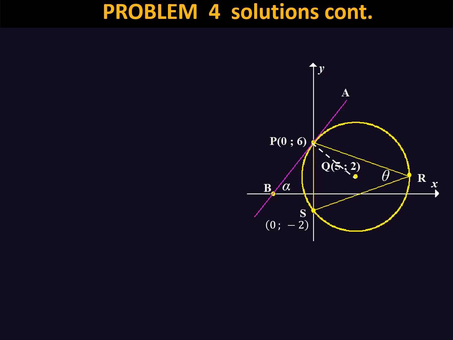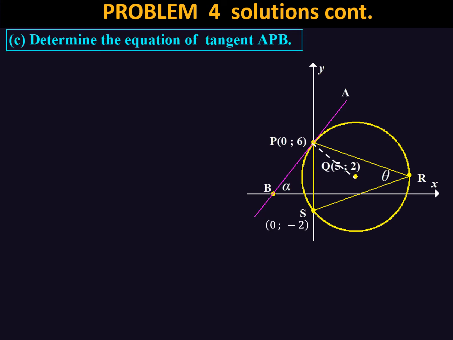That's the coordinates of S that we calculated. And let's see. We want to find the equation of a tangent. Basic question here. What do we need for the equation of a tangent? That's correct. We need the gradient of the radius, and the radius is PQ. So let's find the gradient of the radius, which is negative 4 over 5. And we use that because the radius and the tangent are perpendicular. So the gradient of the tangent there would be positive 5 over 4.